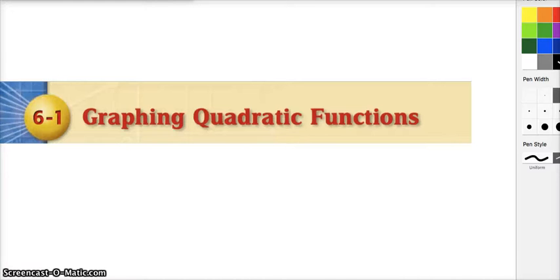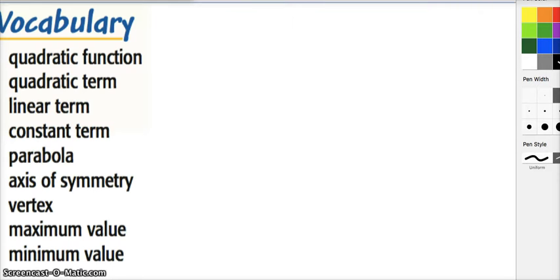How you doing? Here we are in Algebra 2, Section 6.1, and we are graphing quadratic functions. Let's take a look at our vocabulary today.